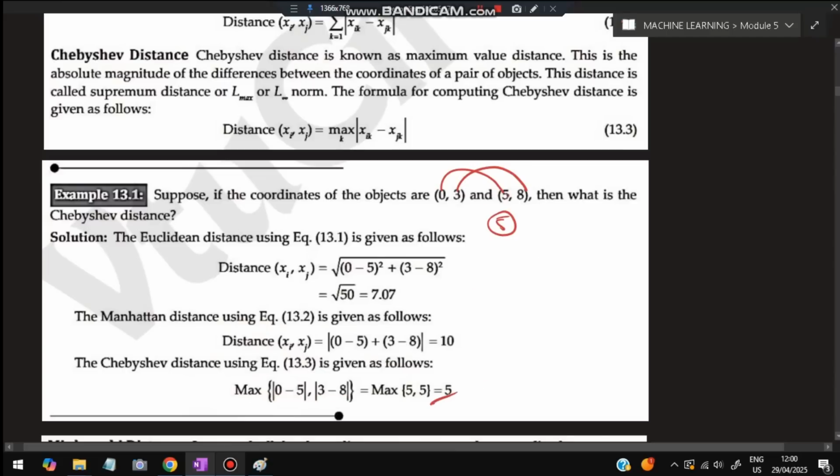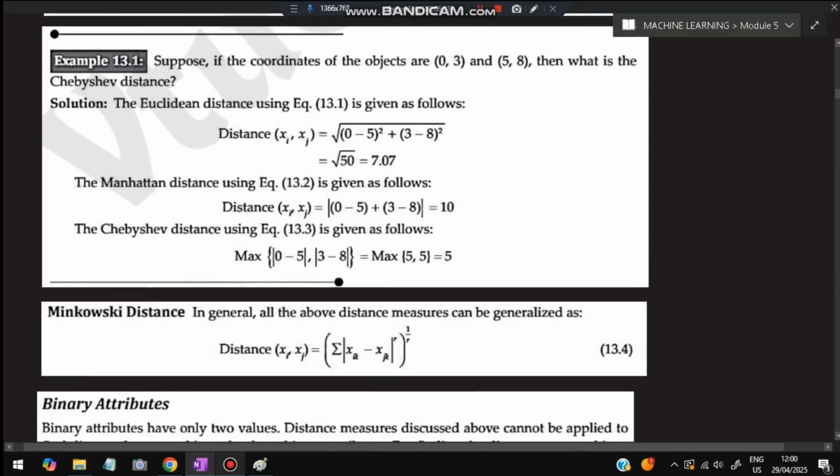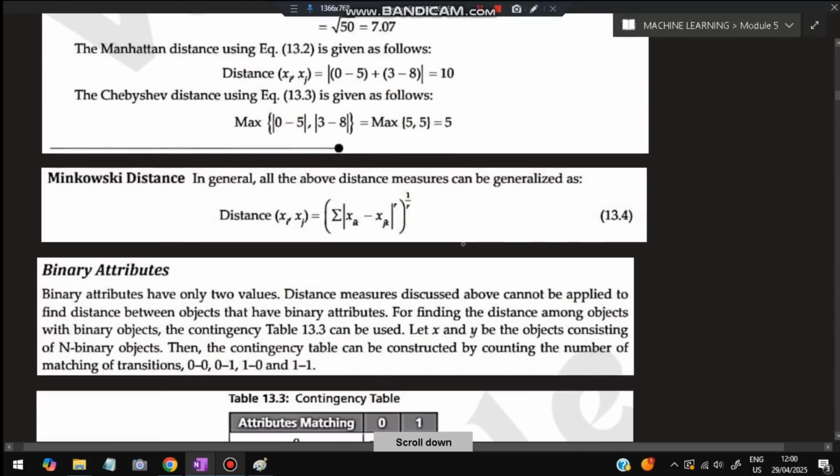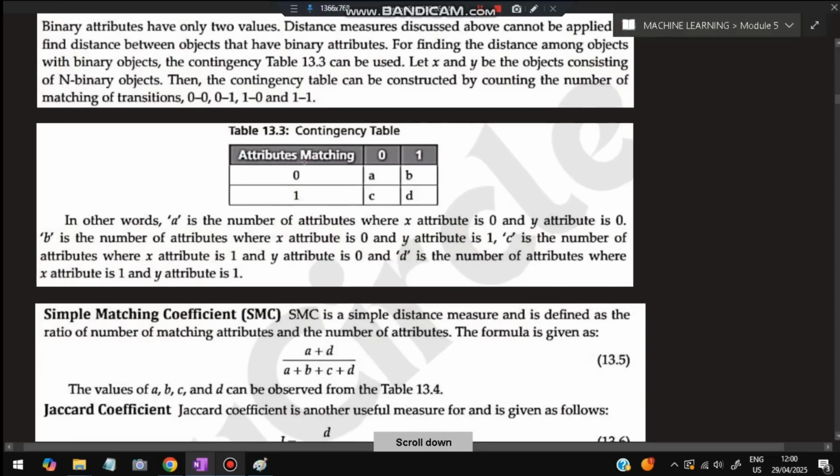These are the different types of measures, and this whole thing can be summarized using a distance called Minkowski distance. Here it will be the general formula. And if there are binary attributes, only zeros and ones, the normal formulas cannot be used, because for zeros and ones you have to use the binary attribute formula. For the binary attribute formula we will be using the contingency table as given here.